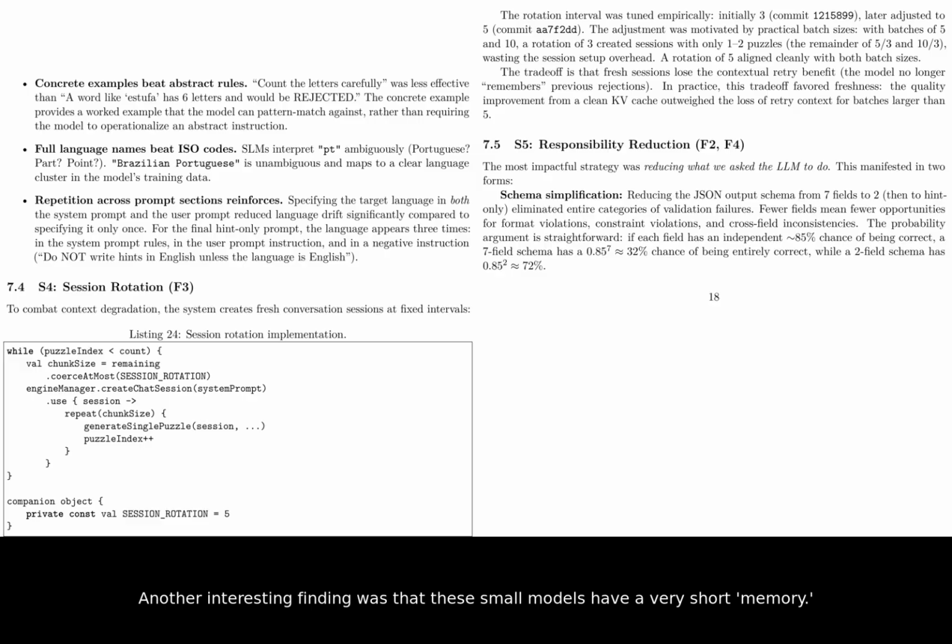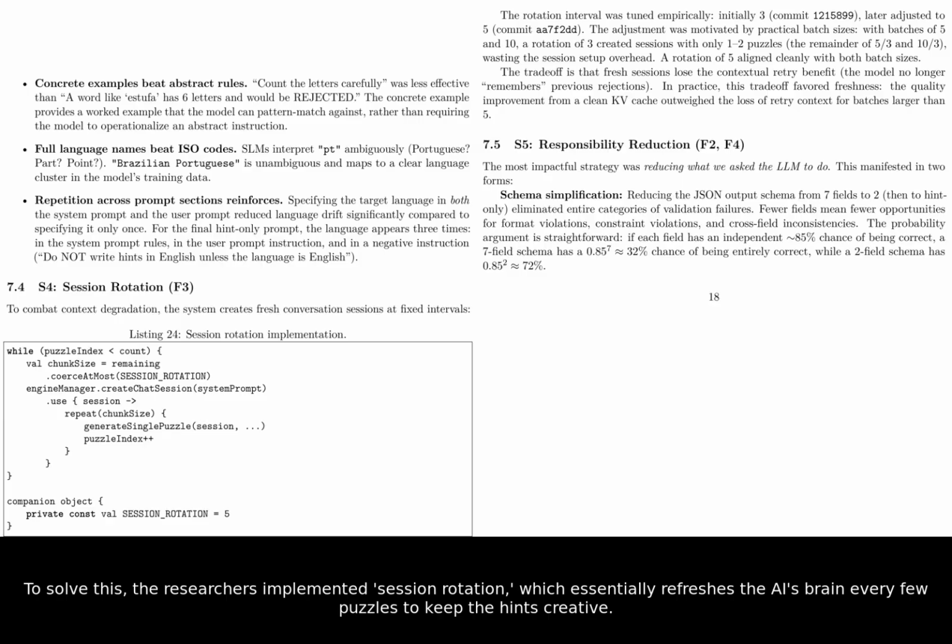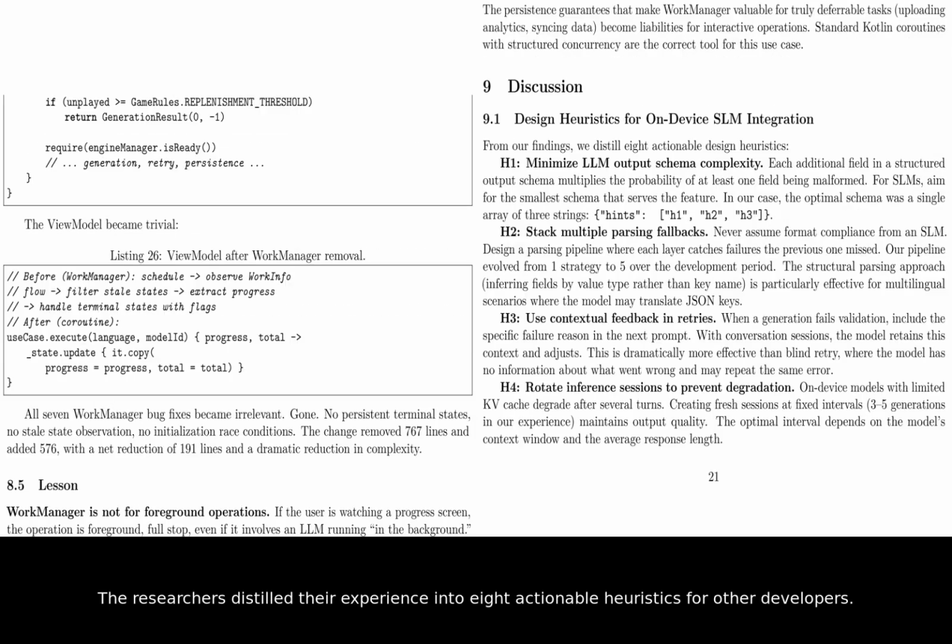Another interesting finding was that these small models have a very short memory. They often start to give repetitive or boring answers after just a few turns because their internal cache fills up. To solve this, the researchers implemented session rotation, which essentially refreshes the AI's brain every few puzzles to keep the hints creative. The researchers distilled their experience into 8 actionable heuristics for other developers.